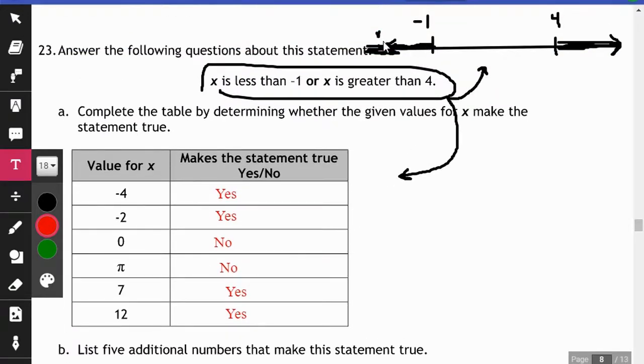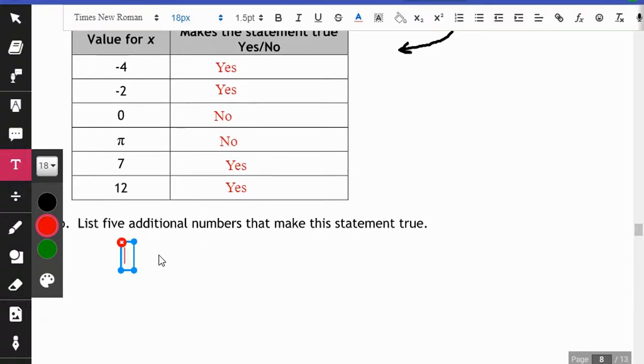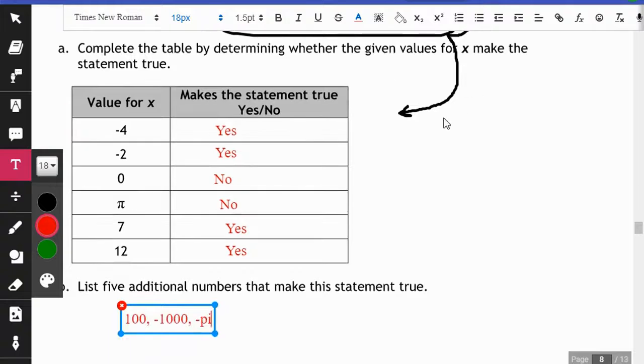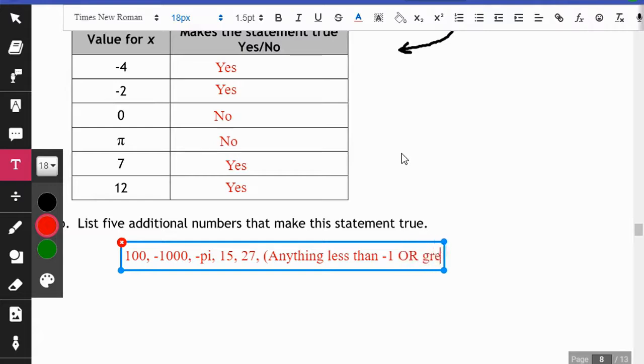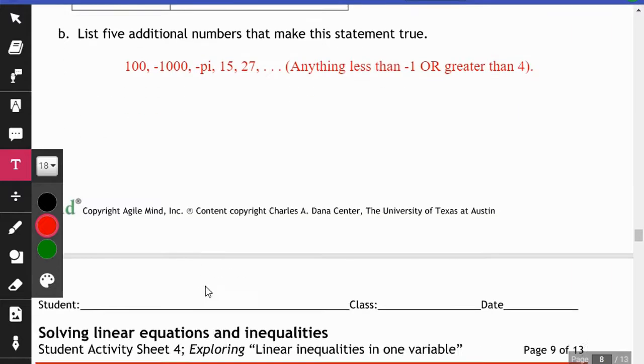Well, we just need numbers less than -1 or greater than 4. So how about 100? That's greater than 4. How about -1,000? That works. How about -pi? Sure, that's a negative. It's less than -1. How about 15? How about 27? There are lots of numbers, anything less than -1 or greater than 4. That's it. Okay. There's tons and tons of numbers we could pick.